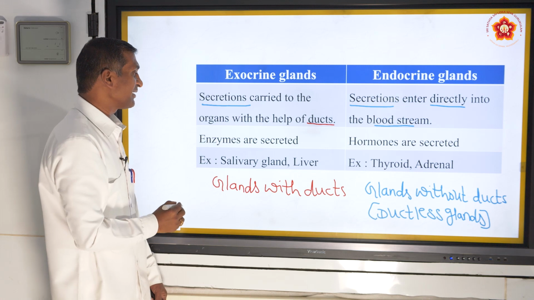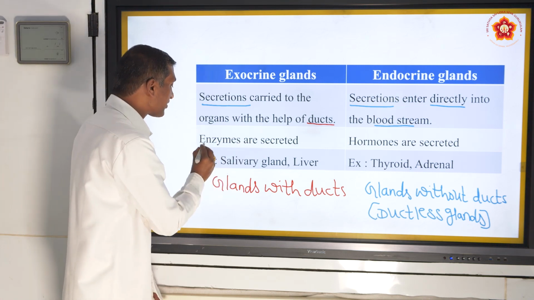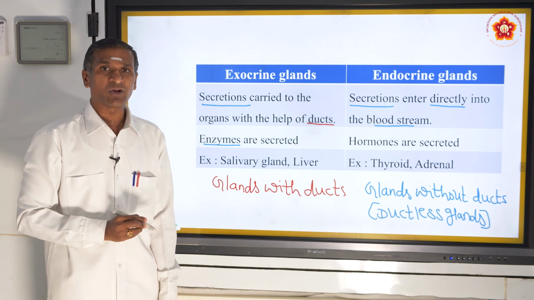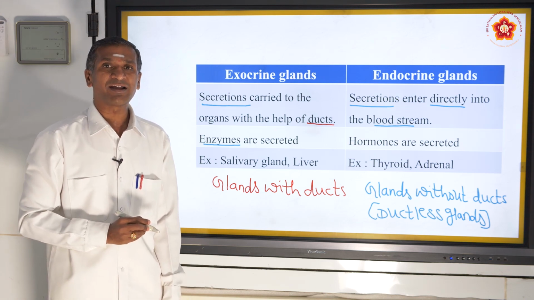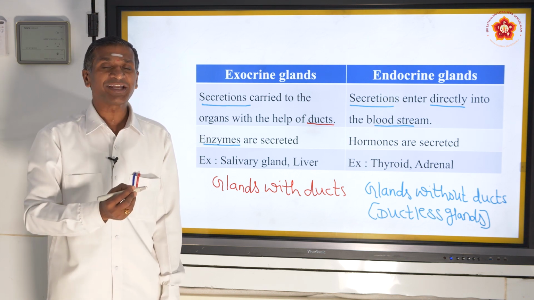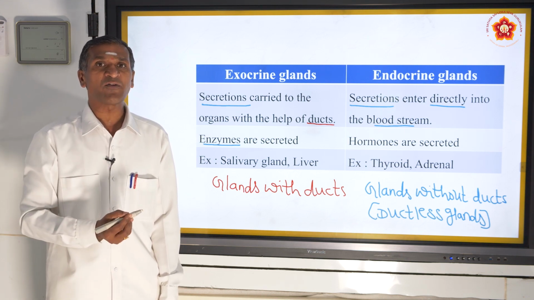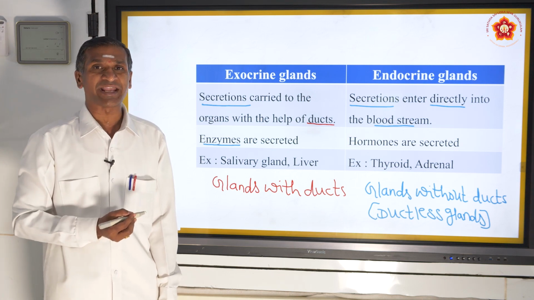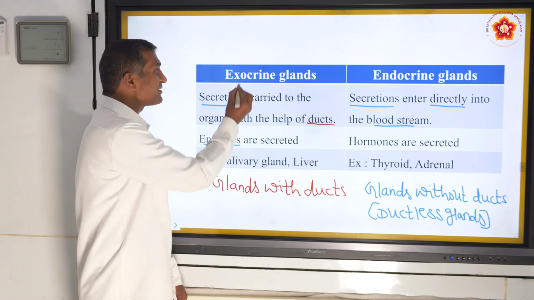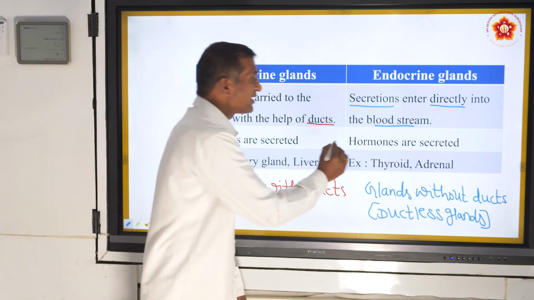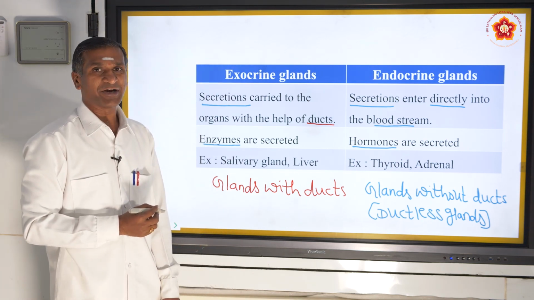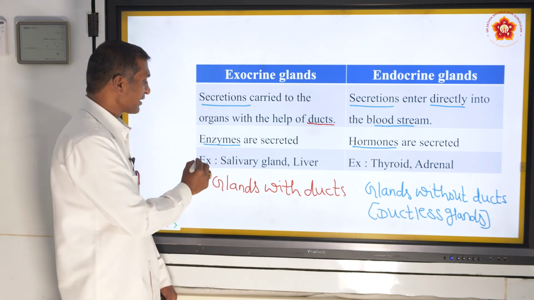The exocrine glands, their secretions are called enzymes. And what are enzymes? In biological terms, they are the biocatalysts which increase or decrease the rate of chemical reactions that take place inside the body. So enzymes are secreted by exocrine glands, hormones or chemicals are secreted by endocrine glands.